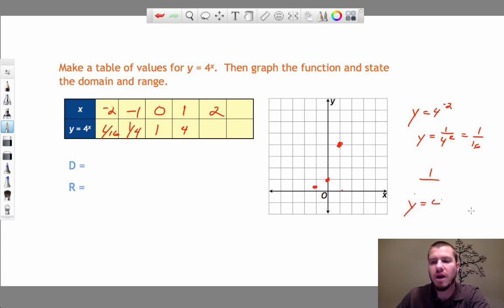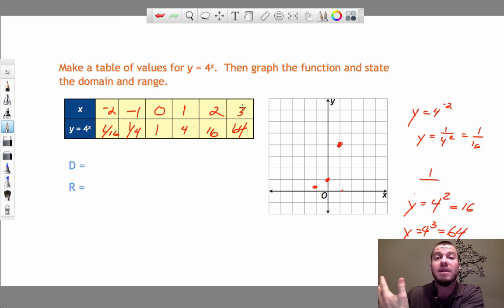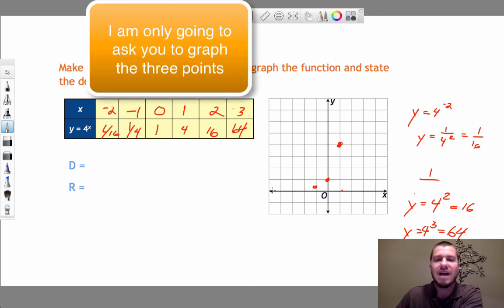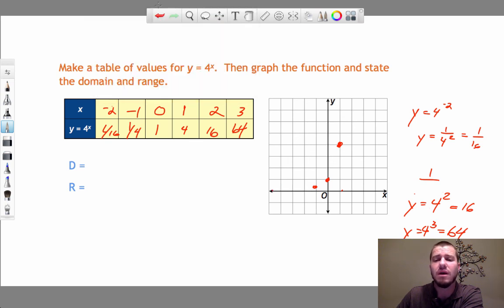If I plug in 2, I get y equals 4 squared, and that's going to equal 16. And if I plug in 3, y is equal to 4 raised to the third, which is equal to 64. If you've ever heard the term something is growing exponentially, it means it's growing very, very fast. As you see, I've only gotten to where x is 3 and my y values are already at 64. It gets up there very quickly. In the other direction, it gets really, really close to 0, and I don't have room to graph the other 2 points.